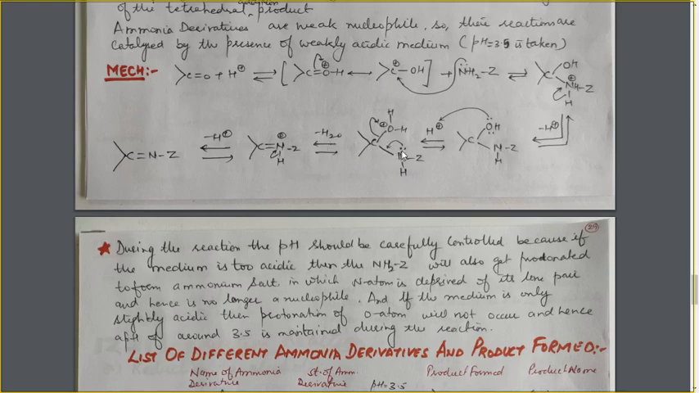Here the nitrogen has donated the electron. That's why nitrogen becomes positively charged. To remove its positive charge, it will lose the H positive ion from this product. So in this way, the nucleophilic addition reaction followed by elimination takes place.